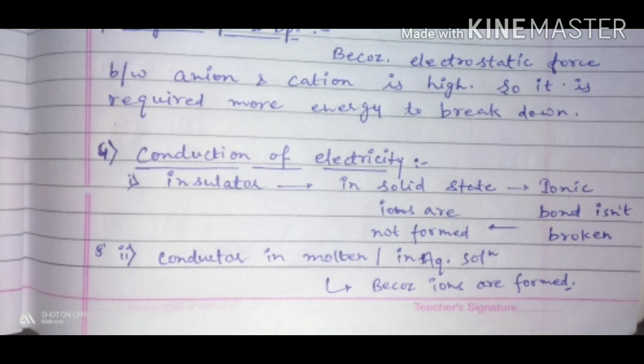While in the molten state or in aqueous solution, they are conductors of electricity. Why are they conductors of electricity in the molten state or in aqueous solution? Because ions are formed in the solution, and they can conduct the electricity. So that was about the formation of ionic compounds and their properties. Thank you.